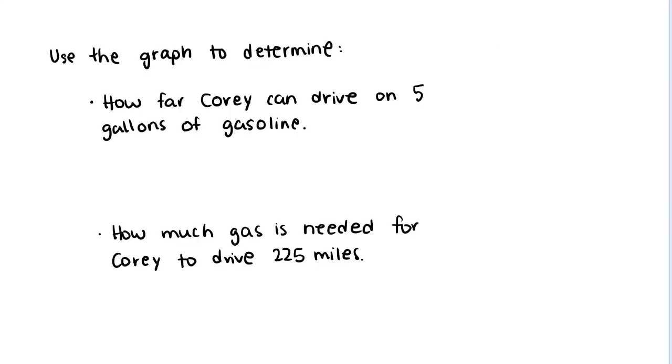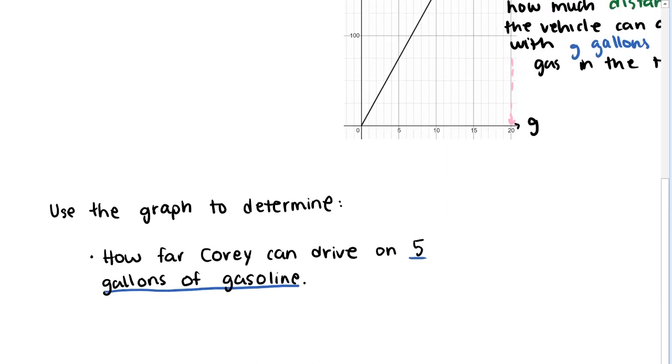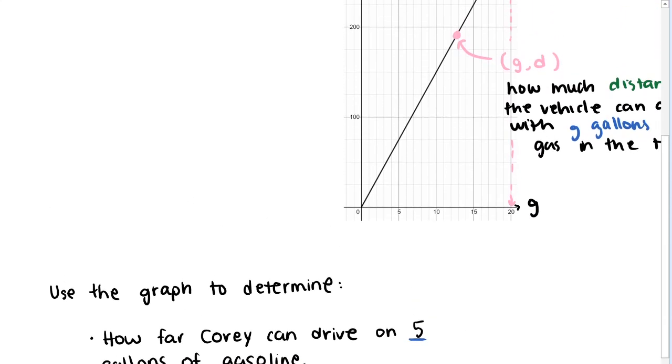So let's use the graph now to determine the following value. Here it says how far Corey can drive on 5 gallons of gasoline. This is saying use 5 as the input value, the number of gallons of gasoline in the tank, and figure out how far Corey can drive. So if we look at our graph and look at where we have a point with an input value of 5, or 5 for our g variable, well, here's 5 for our g variable. We can find the point on the graph here.